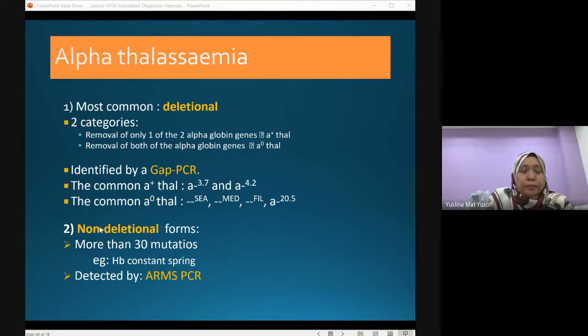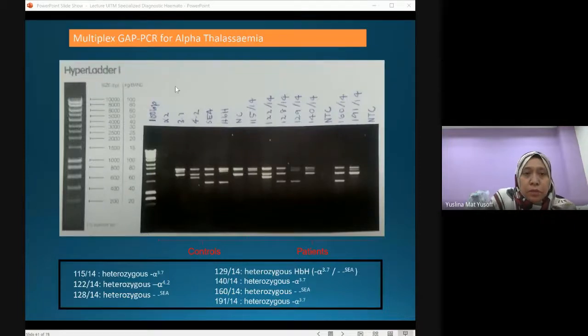We can also have non-deletional forms, or we call it mutations. Oh, there is a typo here. In our population, we have more than 30 mutations, but the common one in Malays is the HB Constant Spring, and this is detected by this PCR technique. So this is how the multiplex gap PCR for alpha thalassemia looks like. These are all the patients.